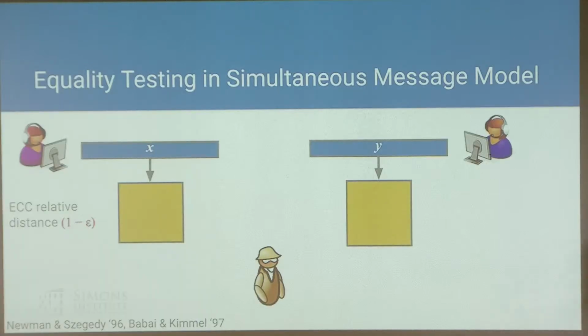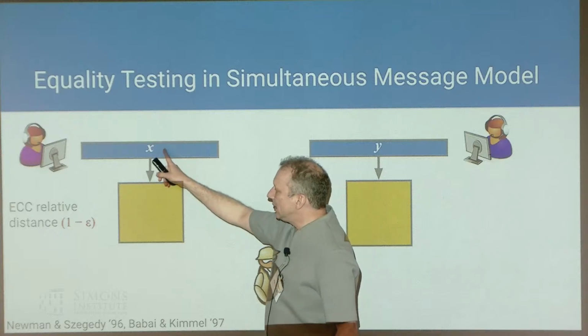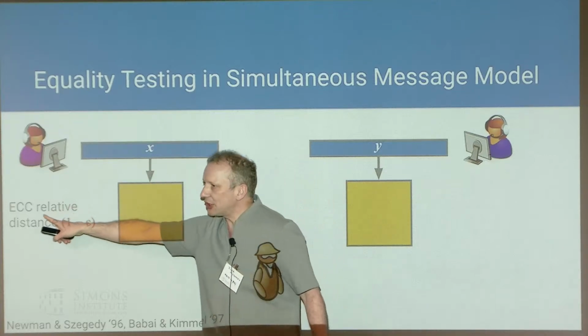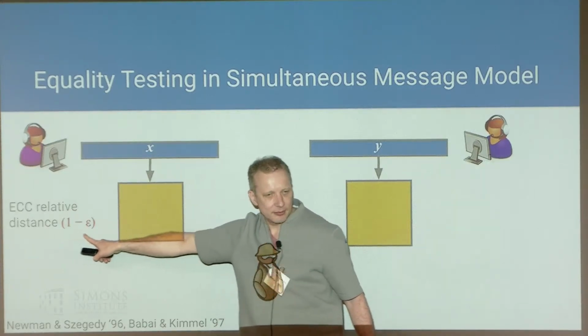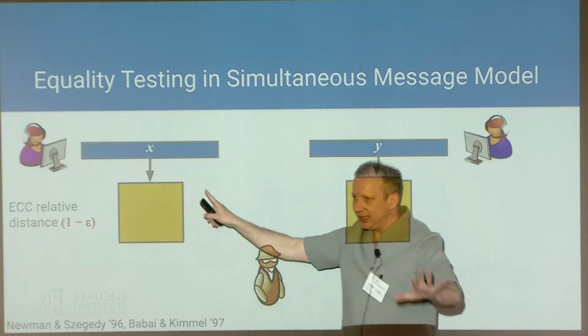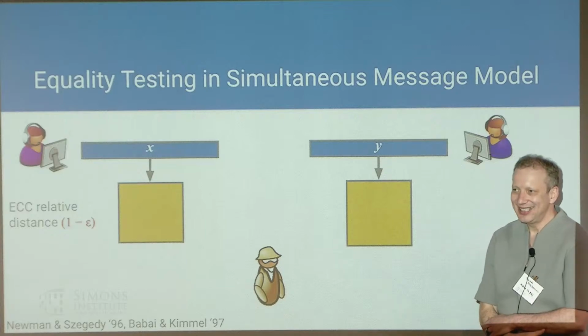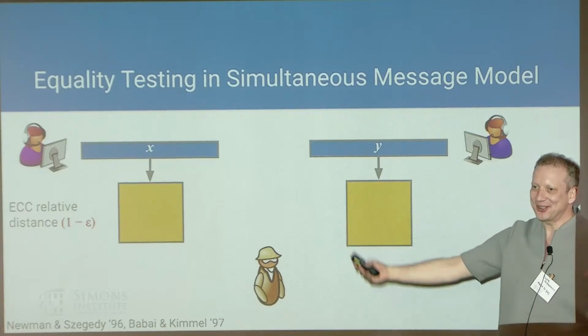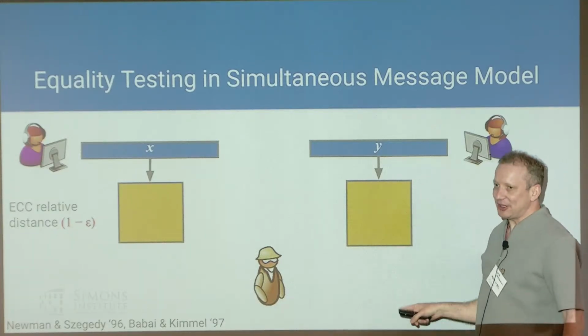And if we go back to that algorithm, it's beautiful, and in retrospect, it's very natural. So Alice and Bob apply an error correcting code with a large relative distance, 1 minus epsilon, which is the absolute distance divided by the length of the code, and they separately write out this code as a square matrix.